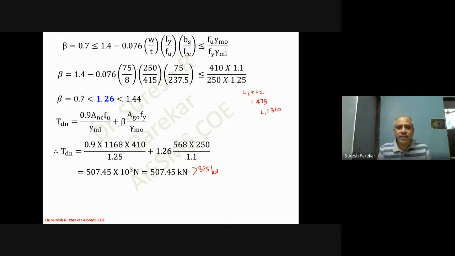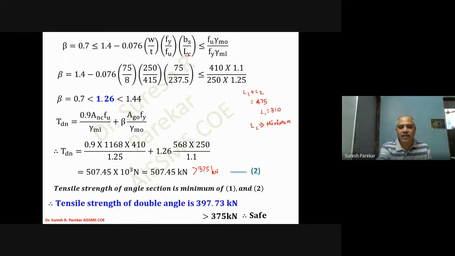Now, which one do we have to consider? If you see, we have this as the denominator. So if the denominator has the minimum value, then we get this value as maximum, and then beta we get lesser, and automatically my strength will be reduced. So Lc actually we have to take minimum. If Lc is minimum, then my value of beta is also minimum, and if beta is minimum, then my strength is also minimum. And we always have to go for design strength as the minimum value. And likewise, we have greater than 375 kilonewton and therefore safe.